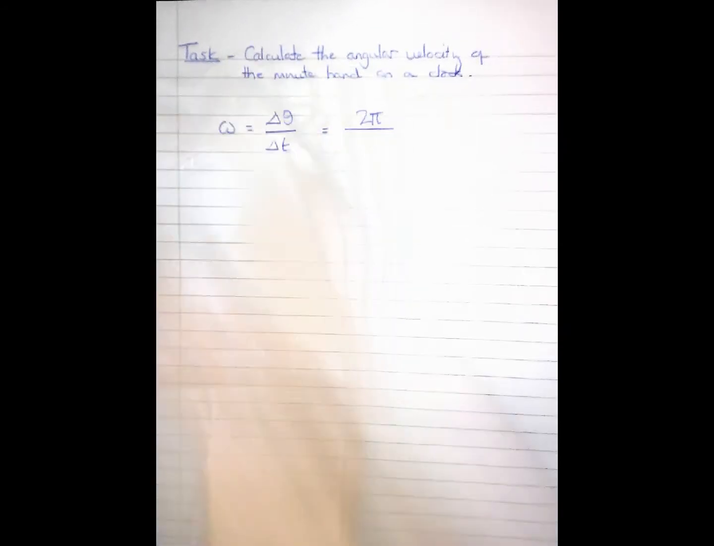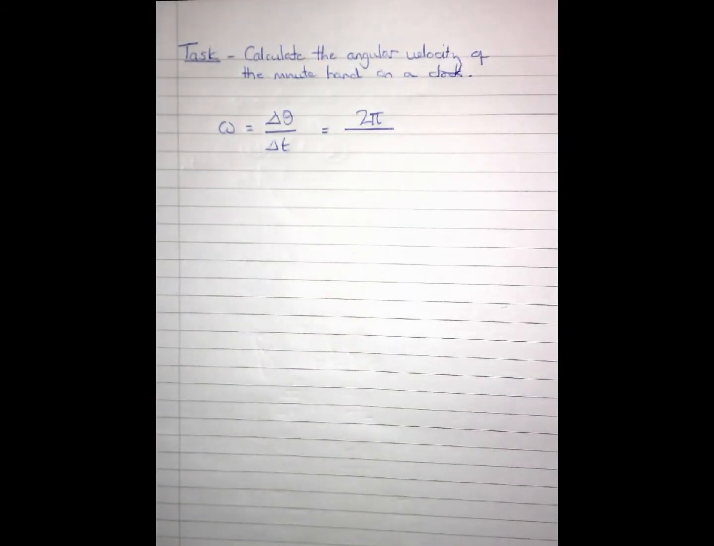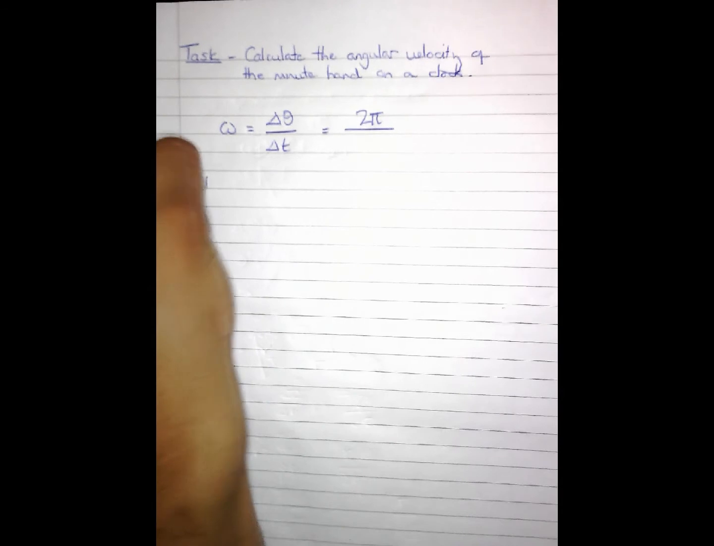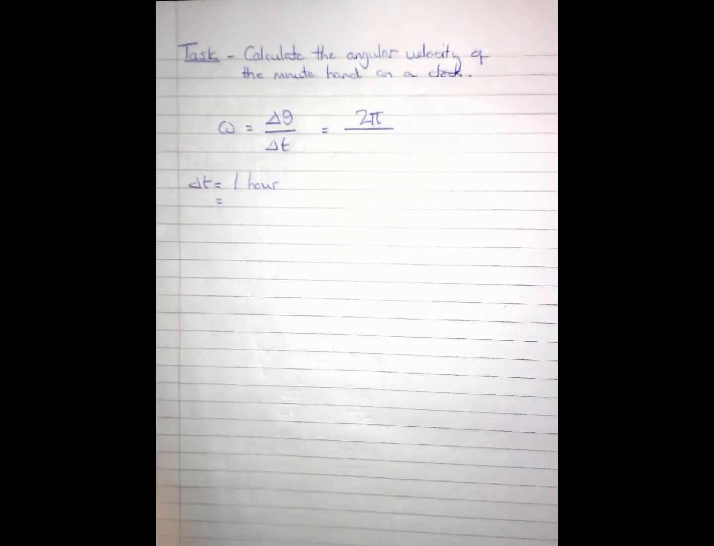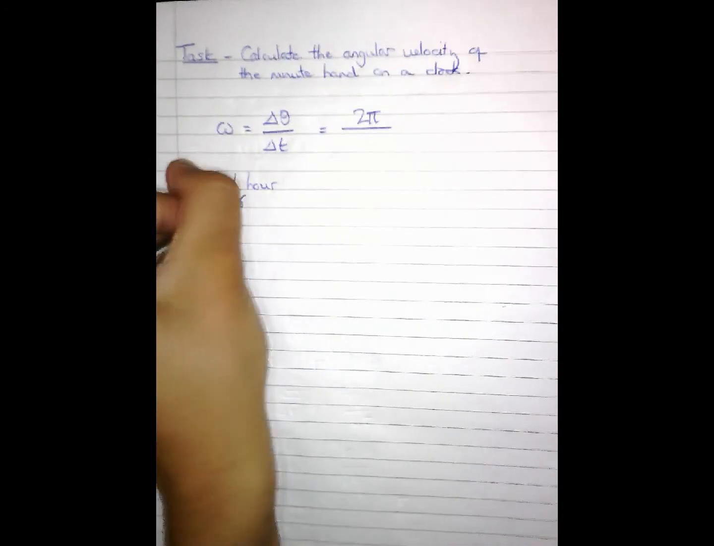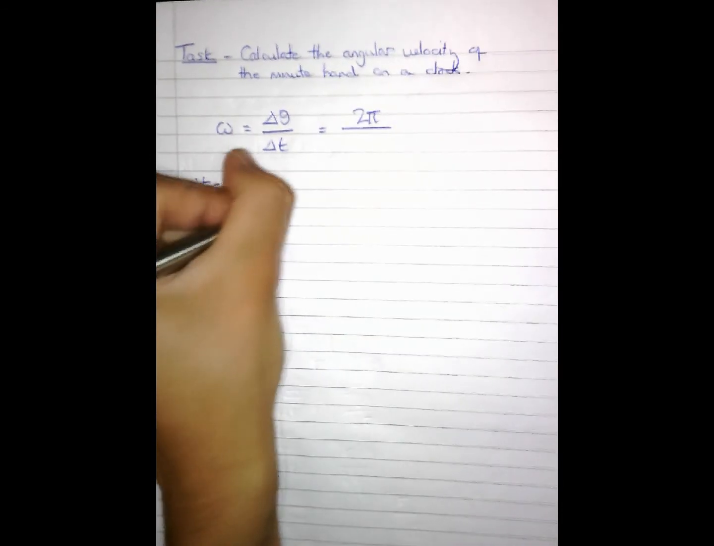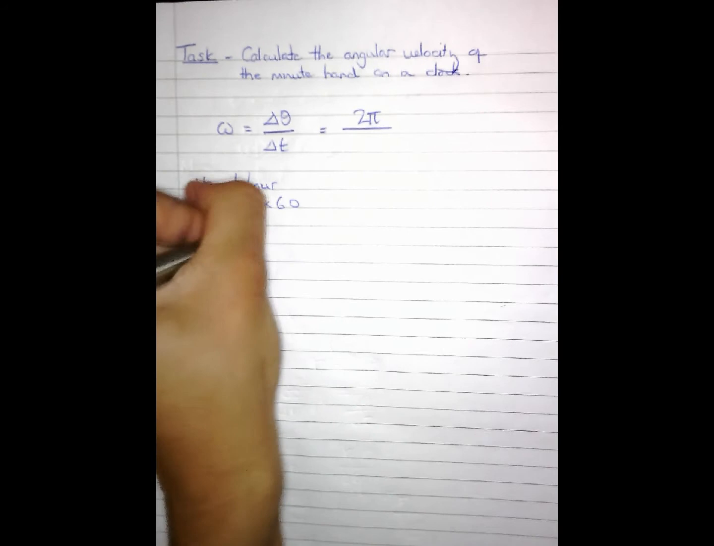And the next question you've got to ask yourself is how long is it going to take for the minute hand to do that on the clock? And the answer is going to be an hour. So our delta t is going to be 1 hour, which we've got to convert into seconds so our units are right. So we end up with 60 minutes in an hour and 60 seconds in a minute, so 3,600 seconds in an hour.